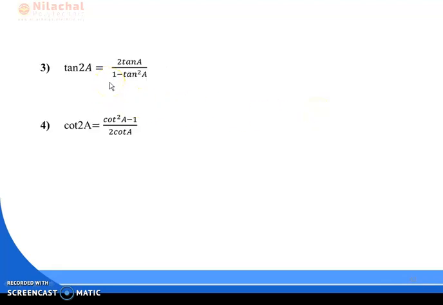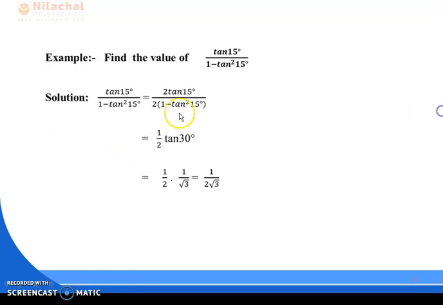Tan 2a. What is the tan 2a formula? 2 tan a by 1 minus tan square a. The cot 2a formula is an alternative: cot square a minus 1 by 2 cot a. So, we should use these now in an example.